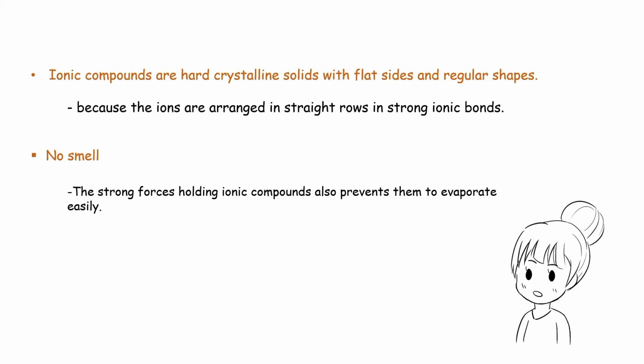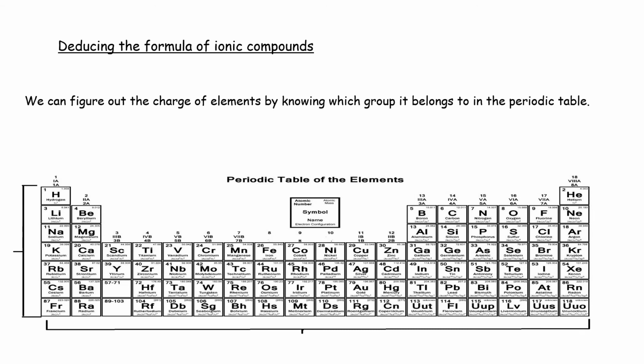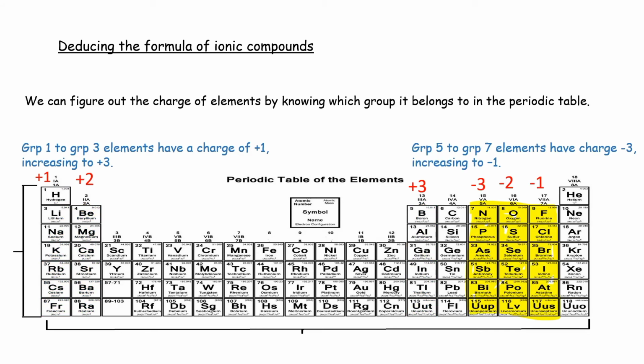Now, deducing the formula of ionic compounds, we can figure out the charges of elements by knowing which group it belongs to in the periodic table. Going to the right, group 1 to group 3 elements have a charge of +1 increasing to +3. Group 5 to group 7 elements have charge -3 increasing to -1.